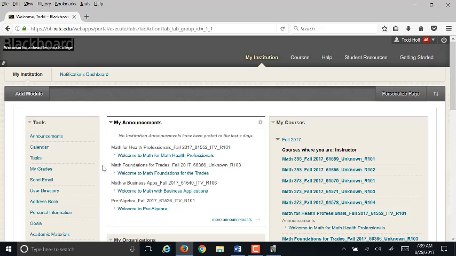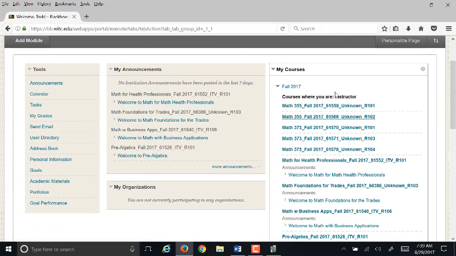Once you're in there, your page should look something like this, and you should have a list of classes on the right side. For you guys, I don't know if any of your CNC classes are out there or not. I think a couple of them are at least. So you'll have a few of them listed here. Of course, this one's Math 355.